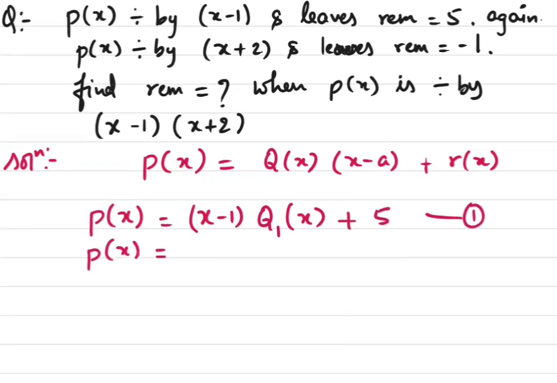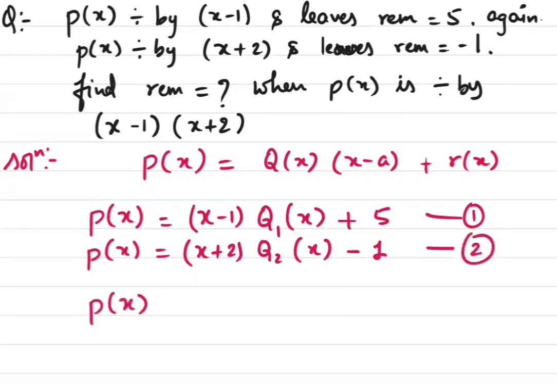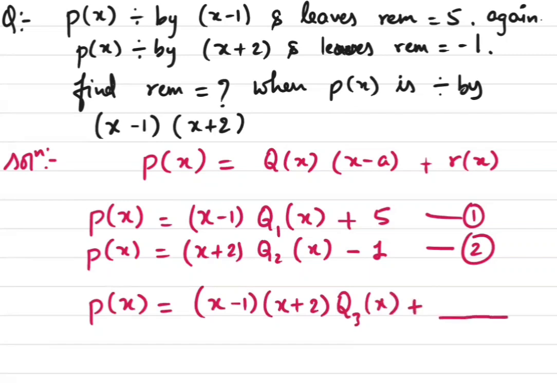Similarly, I can write P of x equals, when divided by x plus 2, x plus 2 into q2 of x, this is the second quotient, minus 1. The remainder is negative 1. So this is equation 2. Now they are asking, what is the remainder when it is divided by x minus 1 into x plus 2? So let it be q3 of x plus remainder. Now, what should be the nature of the remainder? This is what we have to find.